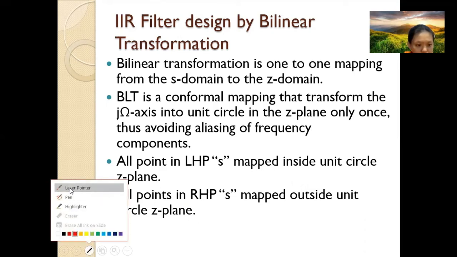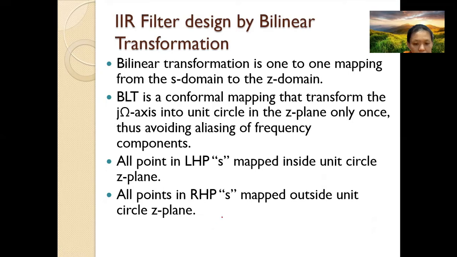Okay, for example, we will have the S plane with the x-axis of sigma and j omega at the y-axis. Okay, this one is our S plane. And then we will have another plane, our Z plane. So we will have our real part and our imaginary part at the y-axis. Okay, so we will have a unit circle at our Z plane.